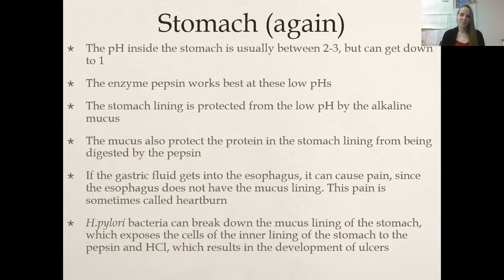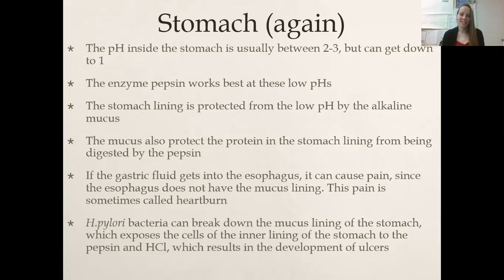If the gastric fluid happens to get up into your esophagus, that can cause pain because the esophagus doesn't have that mucus lining. That pain is oftentimes referred to as heartburn, but it has nothing to do with your heart. Really, it's just the gastric fluid burning your esophagus, which usually happens when people are lying down after they eat and their lower esophageal sphincter is open and some of that gastric fluid goes up.